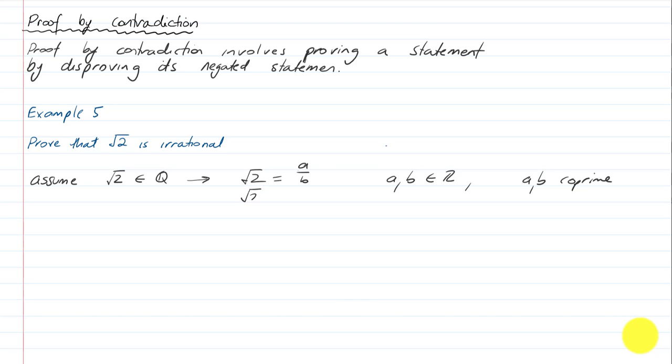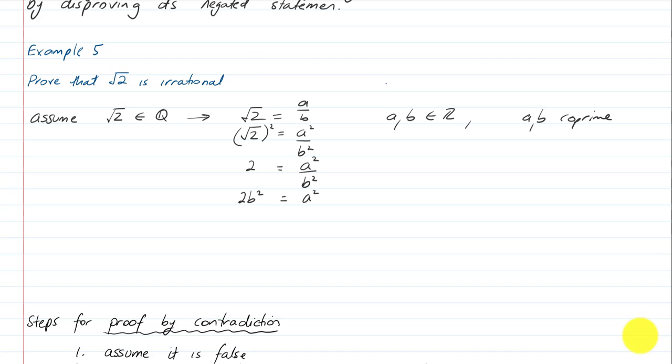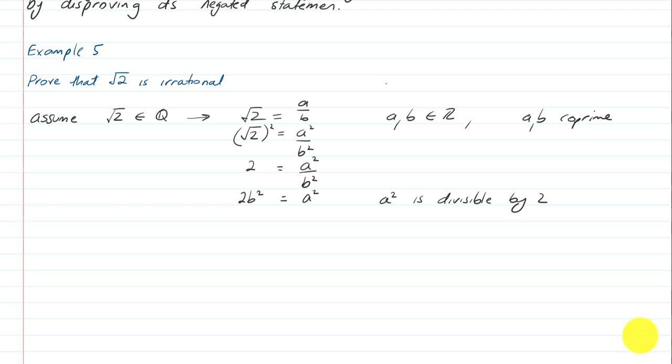Now if I square both sides, I get a squared over b squared, it's root 2 squared, which gives me 2 is equal to a squared over b squared. Now remember, we've made the assumption it's coprime, that we have simplified this fraction as much as possible. So 2b squared equals a squared, and therefore we get the clear fact here that a squared is divisible by 2.